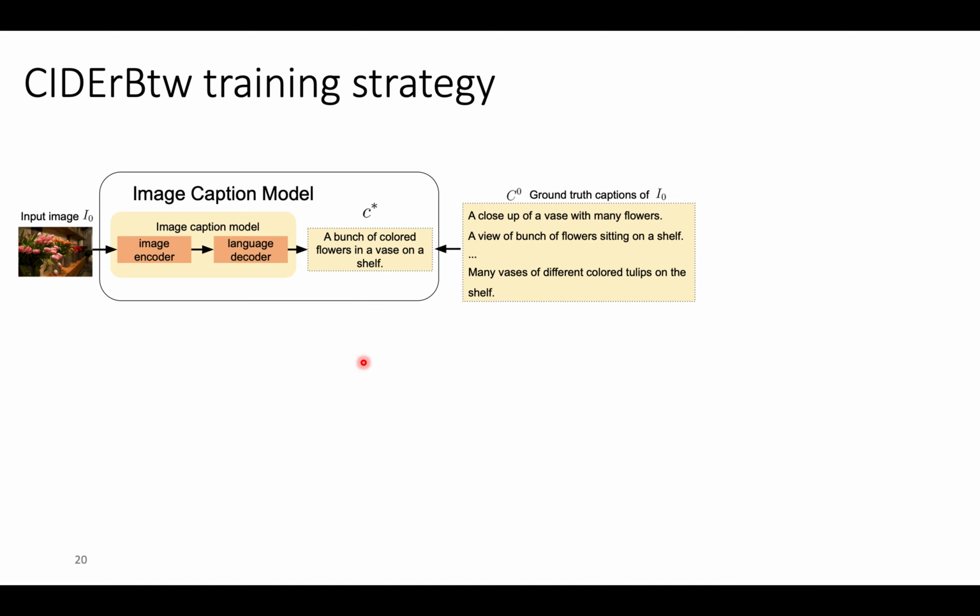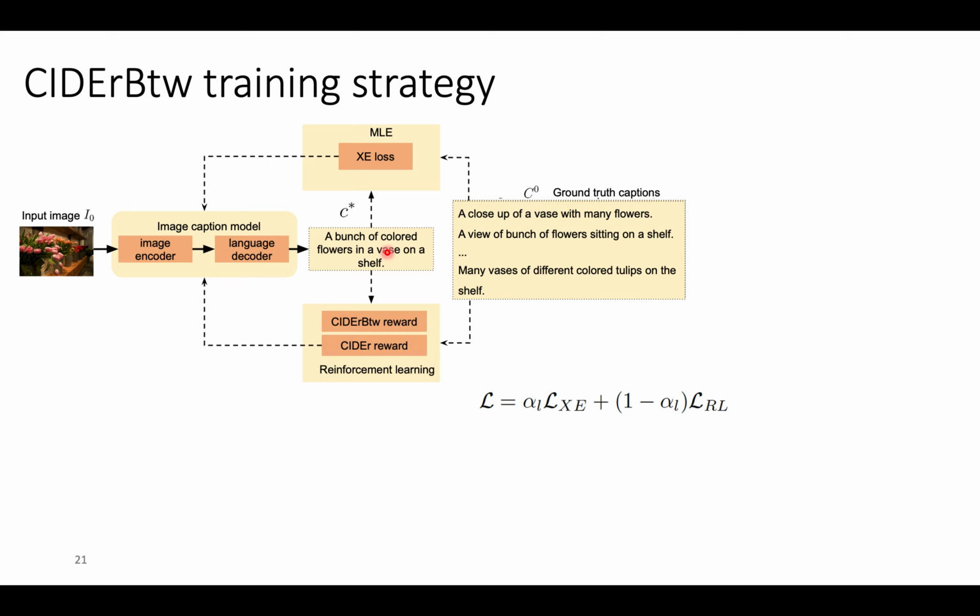After we define how to evaluate the distinctiveness, the next task is to train an image captioning model to generate distinctive image captions. Similar as other methods, our model is composed of an image encoder and language decoder. There are 2 criteria to update the parameters of our model: the maximum likelihood estimation and the reinforcement learning.